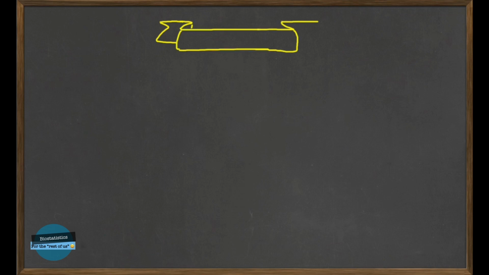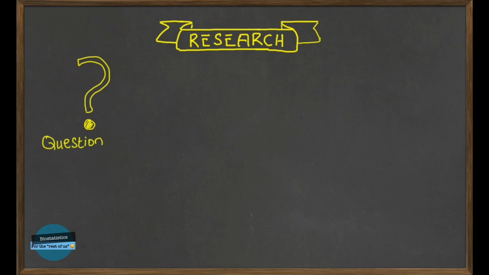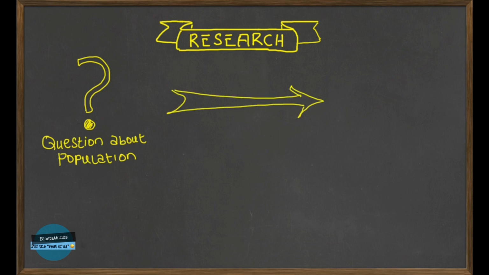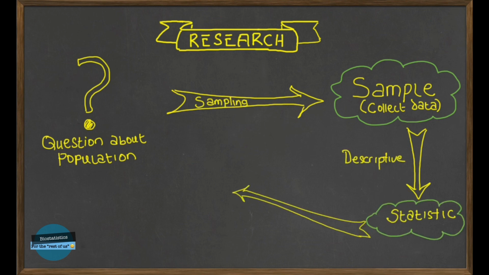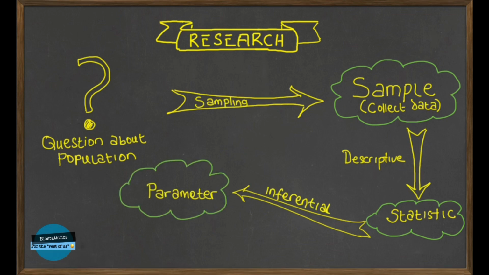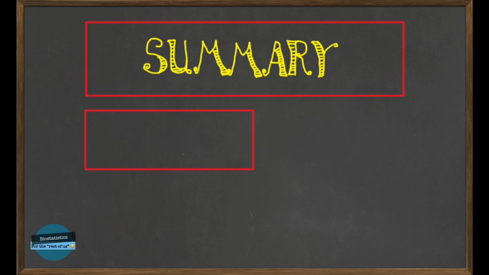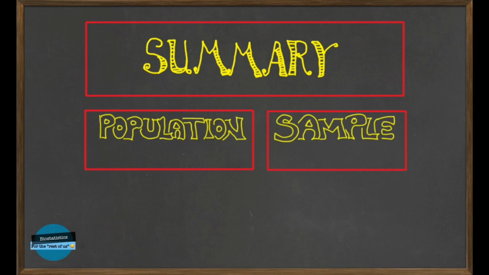In research, it is important to know this difference because research usually starts with a question about the population and then data is collected to answer that question. But because in most cases we can't collect data from the entire population, we take a sample from the population and on the data from the sample we compute the statistics, and this is what is called descriptive statistics. Then we use inferential statistics to obtain the population parameters, and this in a nutshell is what we do in statistics. So in summary, the population and the sample are two important terms in research and statistics.